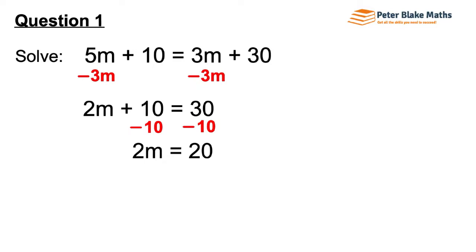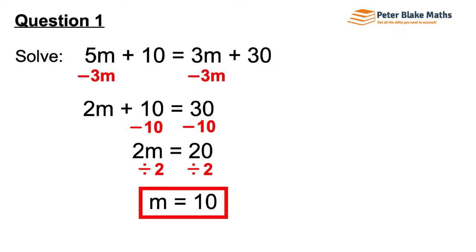To get the letter totally on its own, we'll have to move that 2 that's multiplying by the m by doing the opposite, which is dividing by 2 on both sides. That'll cancel all the 2's out on the left hand side, leaving us with m, and 20 divided by 2 makes 10. So the big issue there is, what do we do first? We move the smaller letter term first.